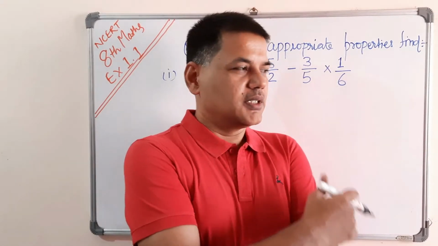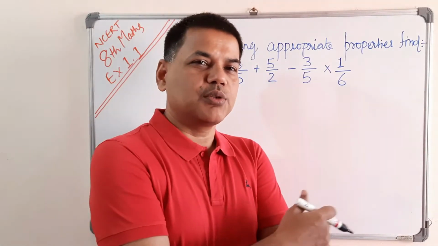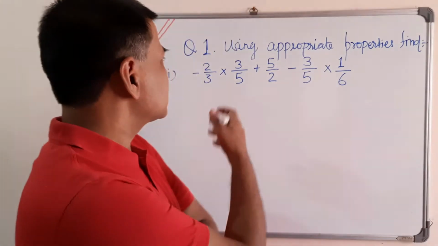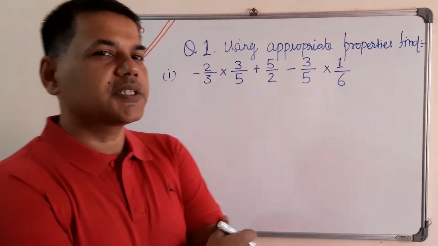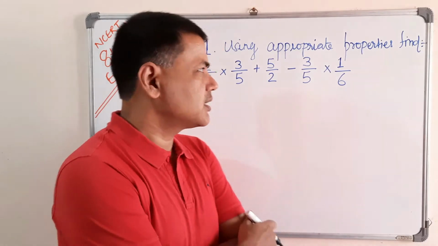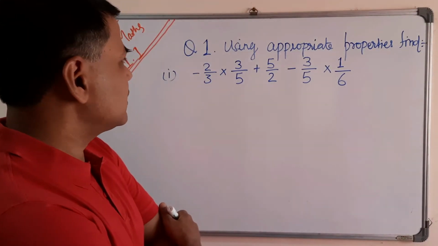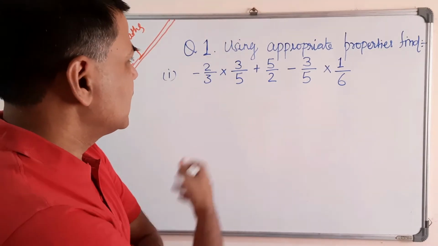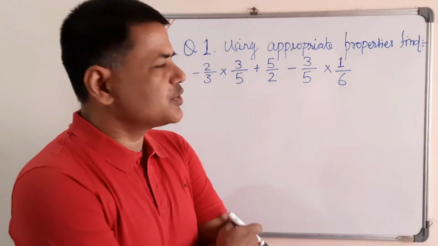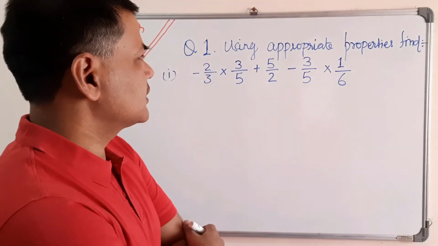Hello everyone. In this video and in this series, we are going to solve all the questions from exercise 1.1 in NCERT 8th mathematics. And in this video, we will see the first one, question 1. The question is: using appropriate properties, find the value of this.